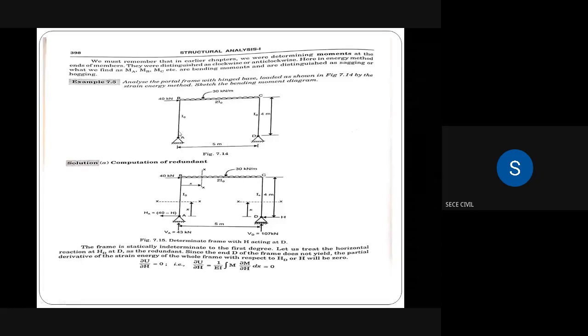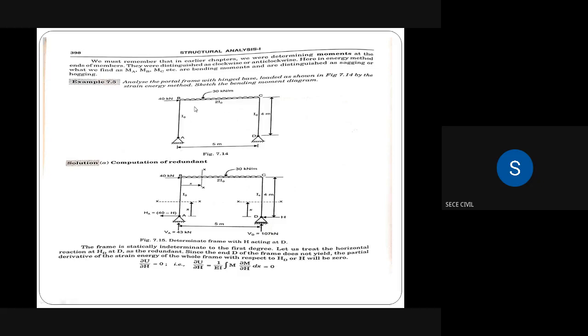Span AB and span CD have a moment of inertia of I naught, and span BC has a moment of inertia of 2 I naught. The span length of AB and CD is 4 meter, and the span length of BC is 5 meter. We have a lateral load of 40 kilonewton at joint B, and a uniformly distributed load of 30 kilonewton per meter on span BC.